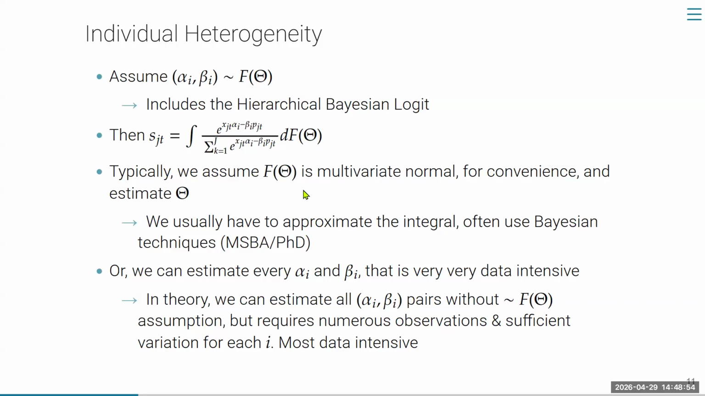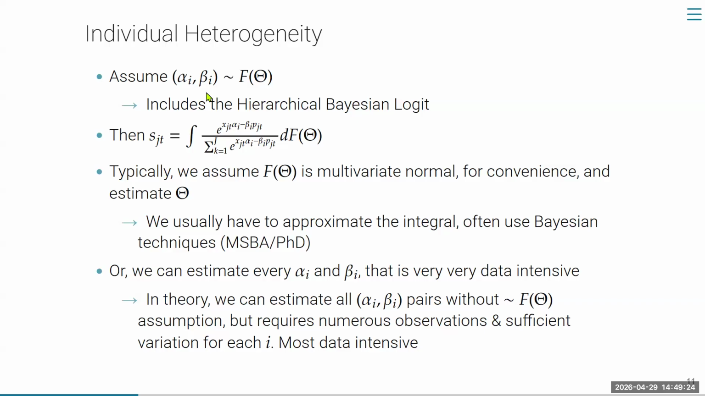Now, that assumption that the distribution is multivariate normal is very convenient, but it can be a very strong assumption in some cases. And so sometimes we may seek to relax that assumption and learn the distribution from the data. If we really have a lot of data, we don't have to make this assumption. We can estimate each individual customer's alpha_i and each individual customer's beta_i. But we need a lot of data for that.